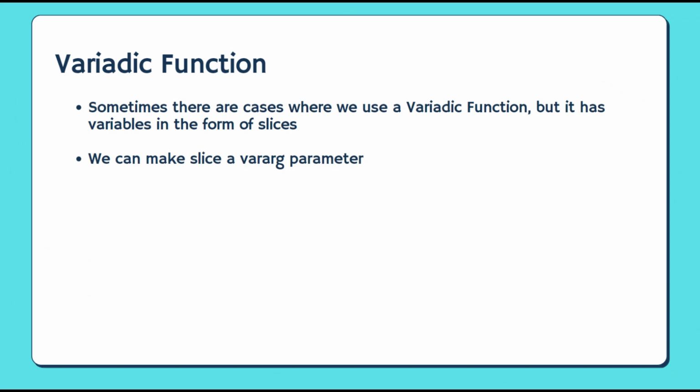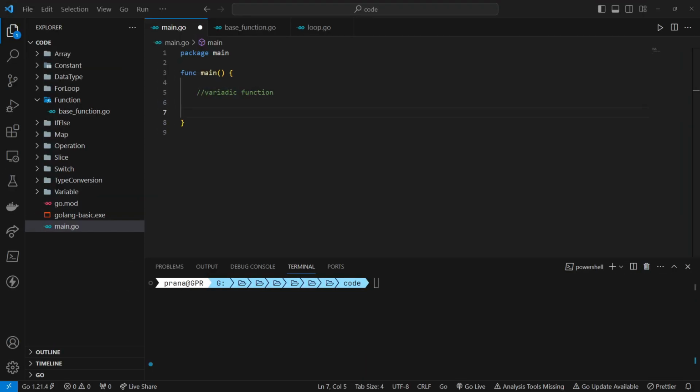Sometimes there are cases where we use a variadic function, but it has variables in the form of slices. We can make a slice a vararg parameter. Now, we are exploring the creation of a variadic function in the Go programming language.